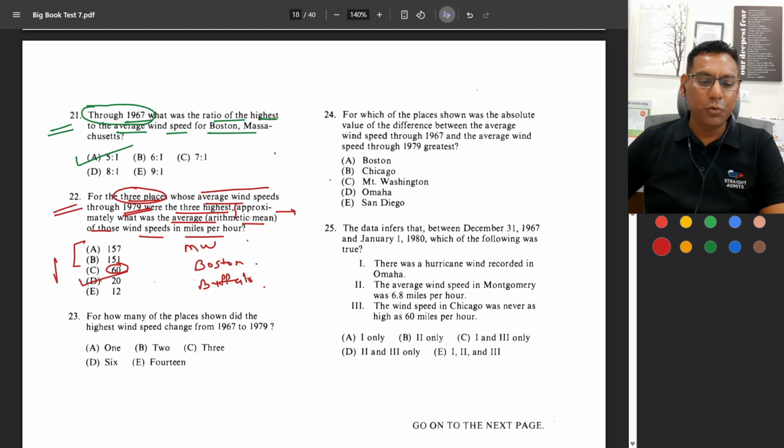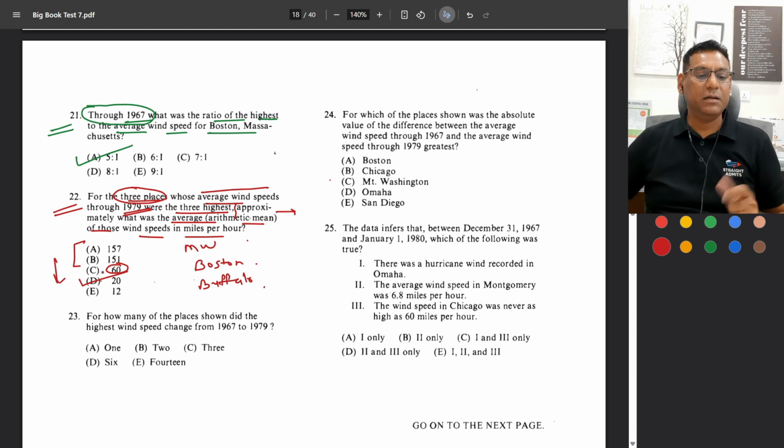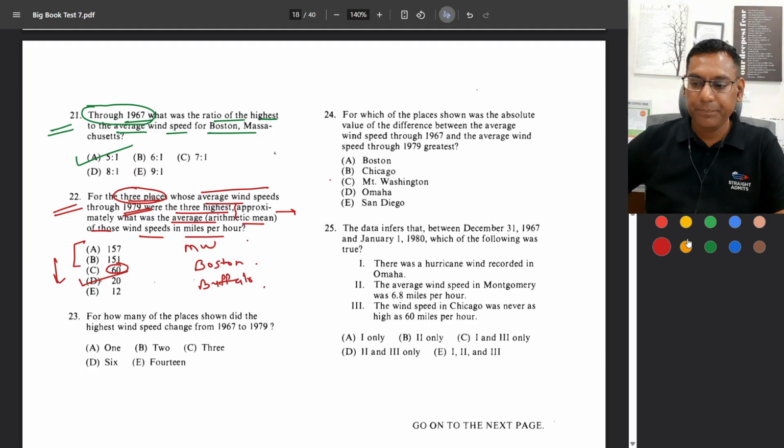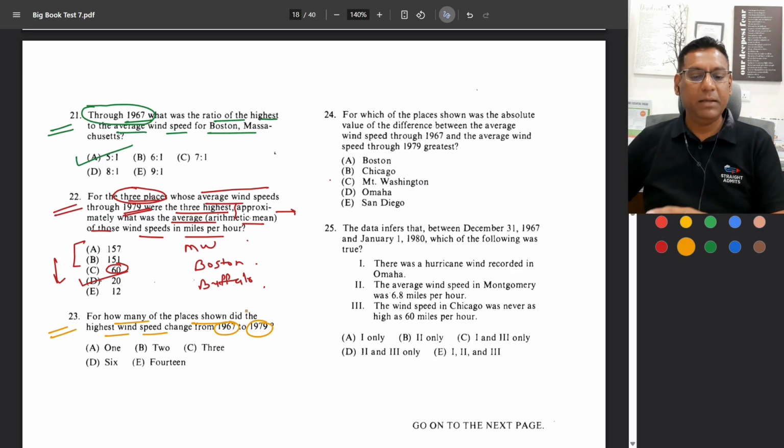Anyway, in most cases you must have observed that answers are fairly widespread, so approximations work. Okay, question 23. For how many of the places shown did the highest wind speed change from 67 to 69? So I need to compare the two tables and find out how many times the highest changed. Be careful what we are comparing. If there was a change in the highest, I'm going to count that.